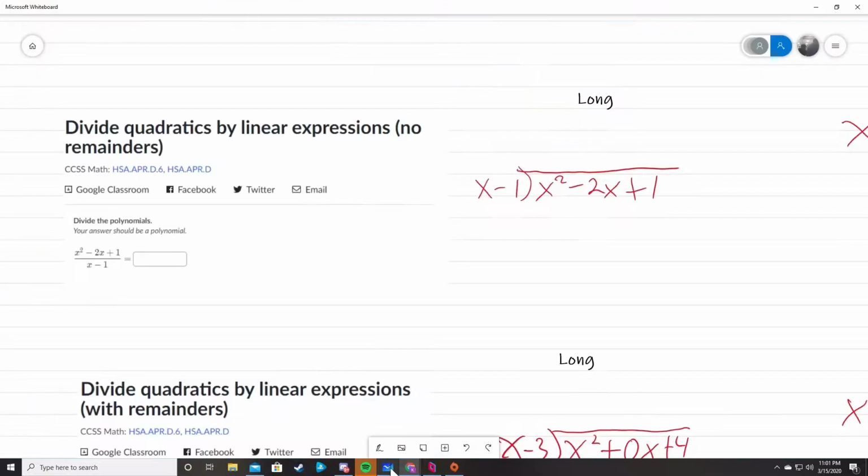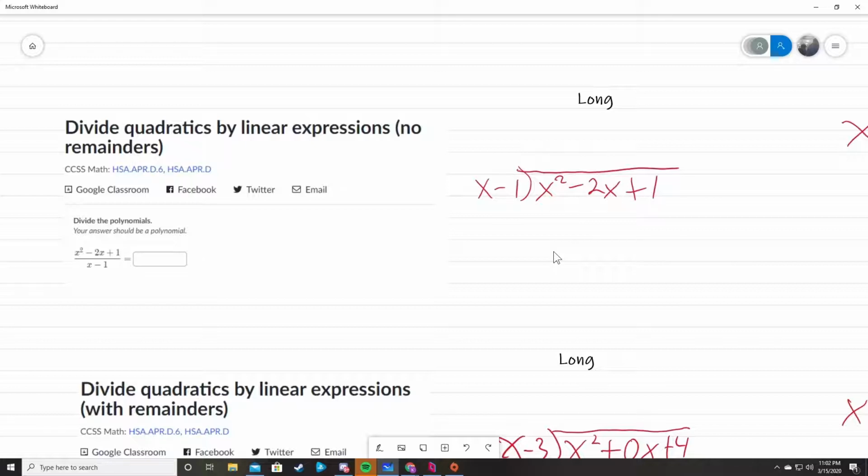So let's go over to our whiteboard. Let's take a look. So here's our question. We're going to divide x squared minus 2x plus 1, and we're going to divide that all by x minus 1. So first off, we're going to go through long division, then we're going to go through our new method, which is synthetic division. So let's take a look at our long division process first.